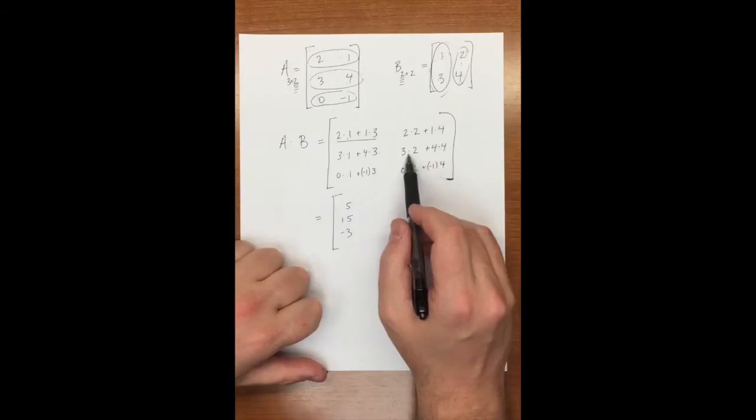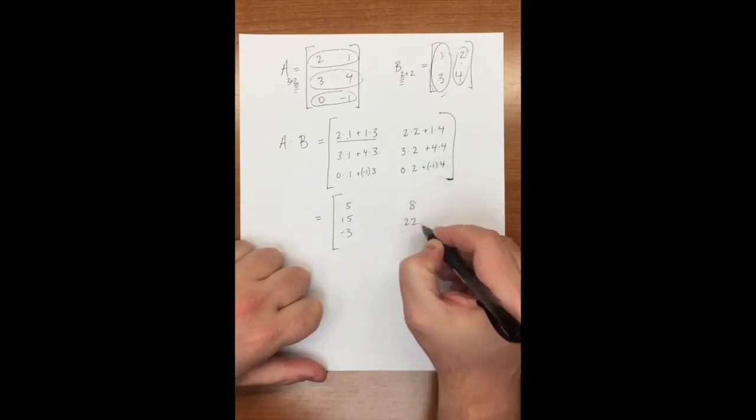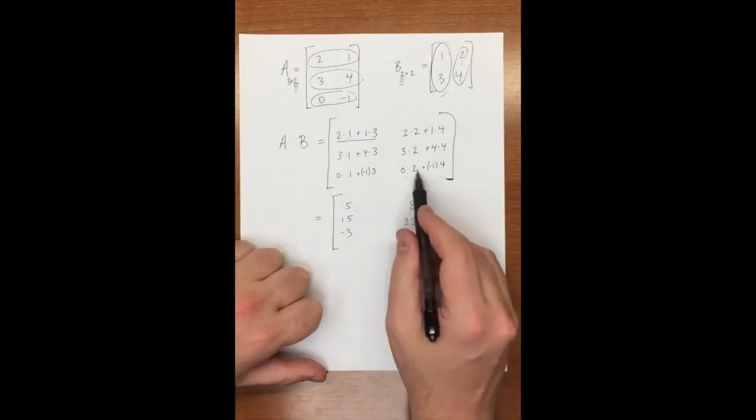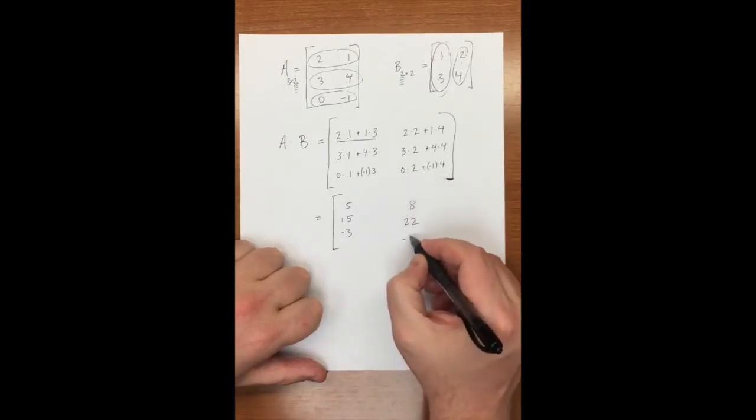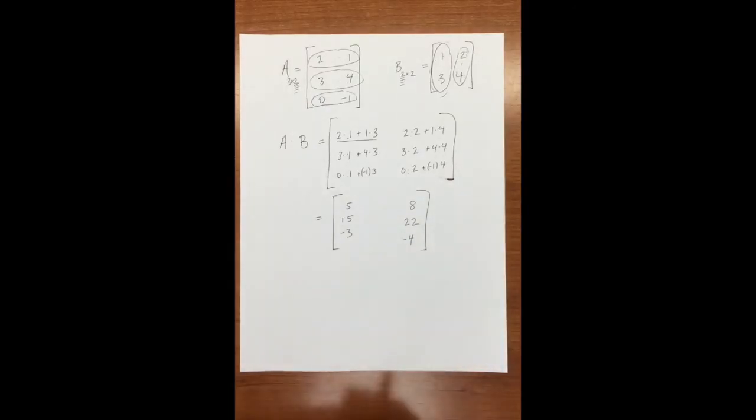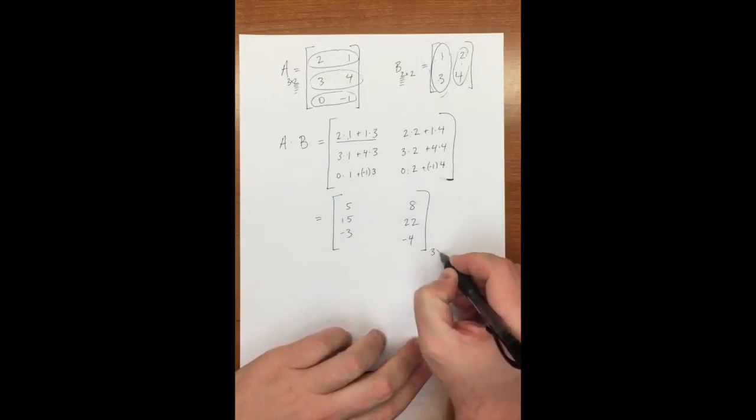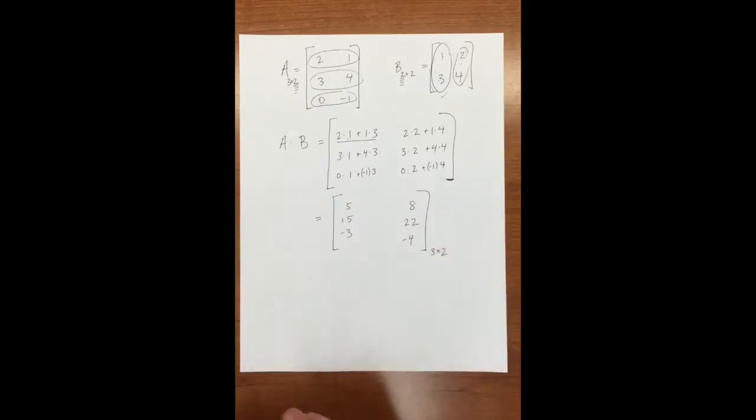Over here, you're going to have 3 times 2 is 6, plus 4 times 4 is 16, so we're going to get 22 right there. 0 plus a negative 4, you're going to get negative 4 in your last entry in the new matrix. So A times B here is now a 3 by 2 matrix.